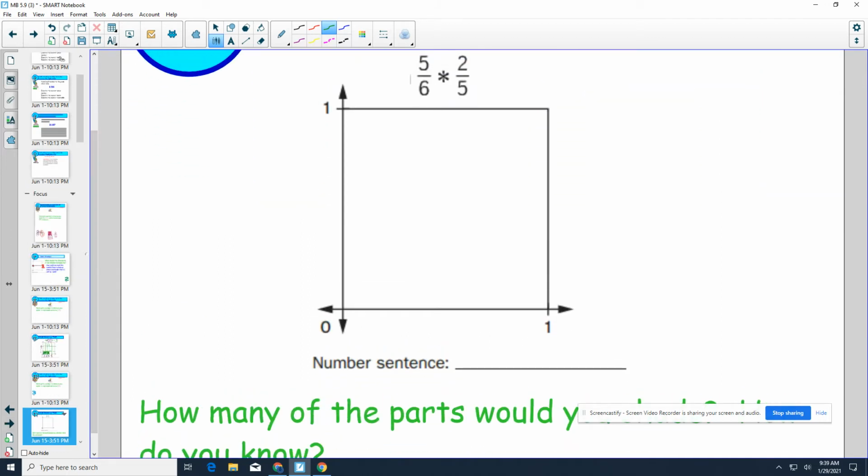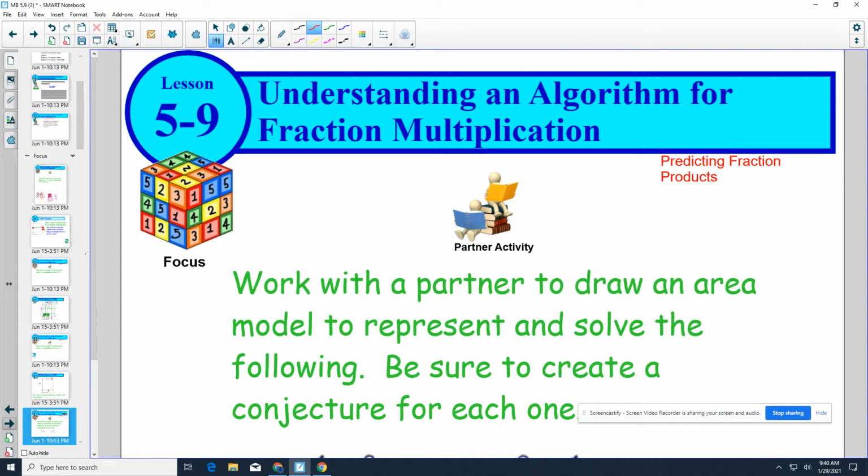So take a few minutes. You can do that on paper there. So again, I'm going to split it into 6, 3, 4. And so you would just go through label 6. And then here you would label 5ths, and then you would do your shading. After you do your shading, it should match up to the multiplication here. If we do 5 times 2 is 10, 6 times 5 is 30. When you look at those two, it should match up. So you should have 10 out of the 30 pieces shaded.